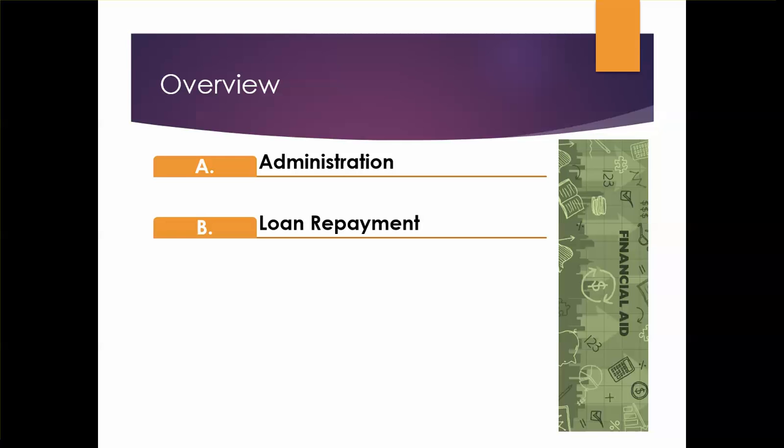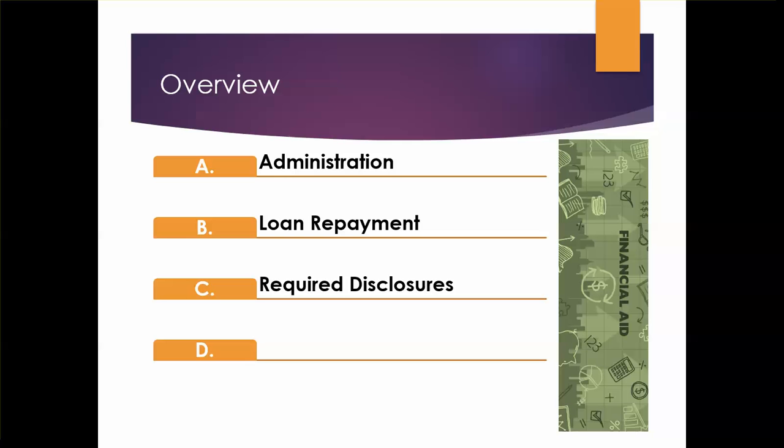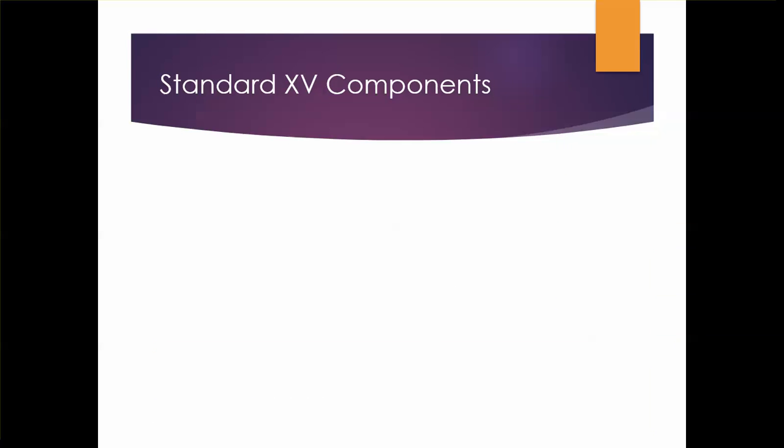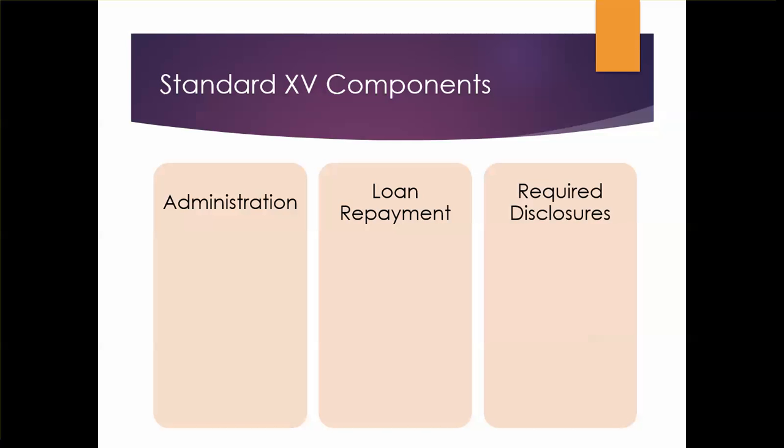There are 5 general elements to this standard. The first is administration of the federal financial aid monies, loan repayment, required disclosures, clock hour to credit, and SAP policies. We're going to look at the first 3 right now: administration, loan repayment, and required disclosures.